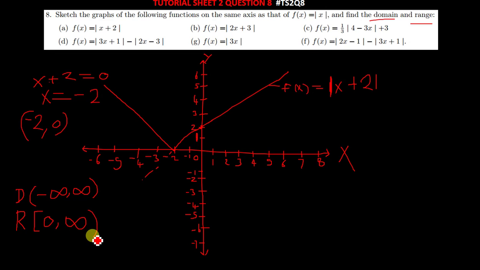So basically this is how you do your sketching. This is how you sketch the graphs of such equations. Alright, let's quickly move on to the next question.